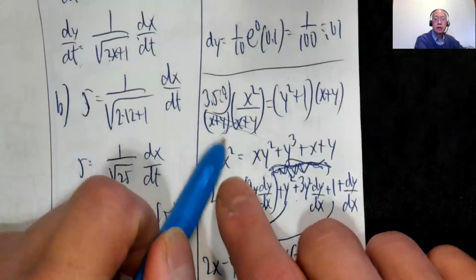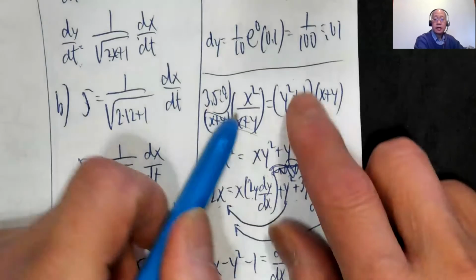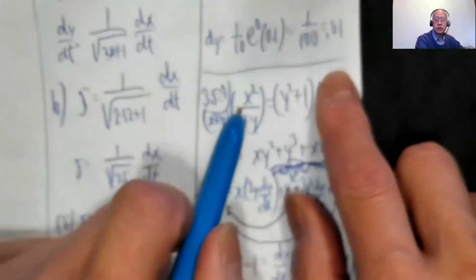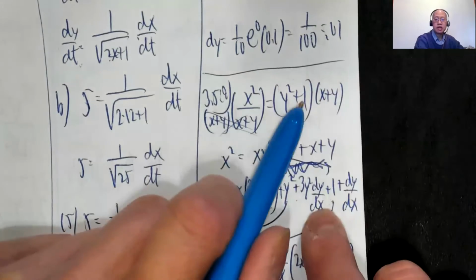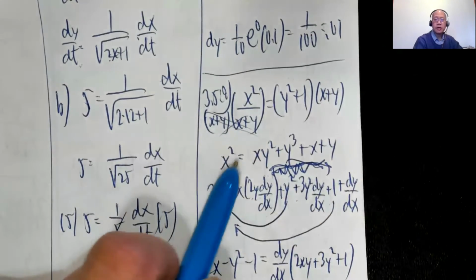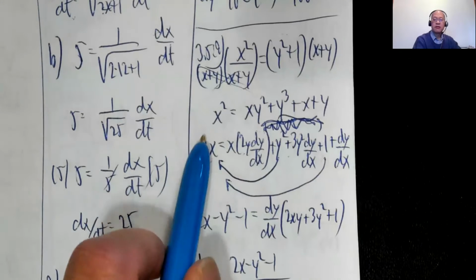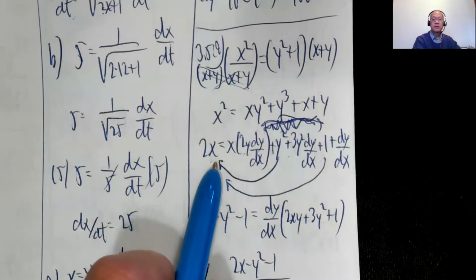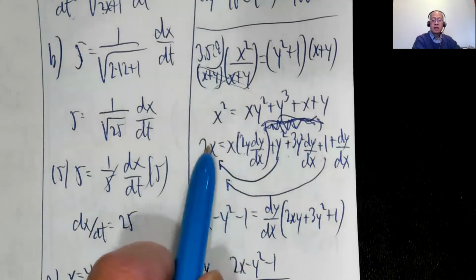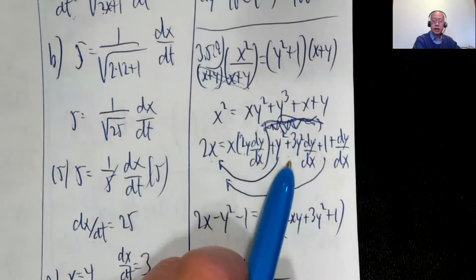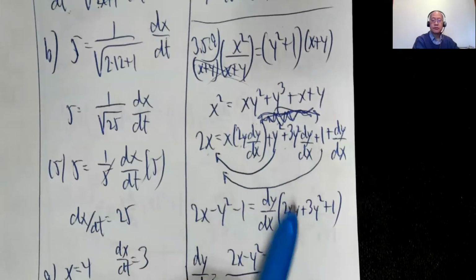3.5, number 9. x squared equals (y squared plus 1) over (x plus y). Multiply both sides by x plus y. x squared equals x y squared plus y cubed plus x plus y. Differentiate implicitly: 2x equals x times 2y dy/dx plus y squared times 1, plus 3y squared dy/dx plus 1 plus dy/dx.